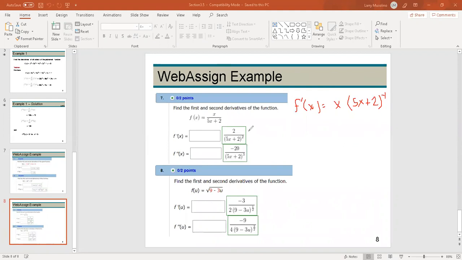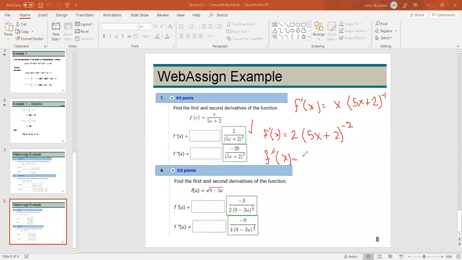So when you apply the product rule, you should end up with this result. Then when you take the derivative again, now let me rewrite f prime of x. I could write f prime of x as 2, and again, I'm going to bring that denominator upstairs. So that would be 5x plus 2 to the -2. And now I could take the derivative of that function. Let's go ahead and take the second derivative.